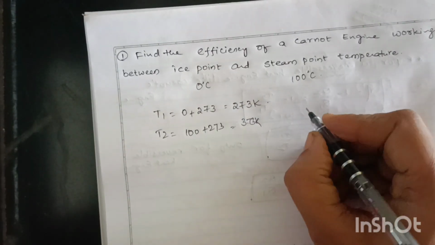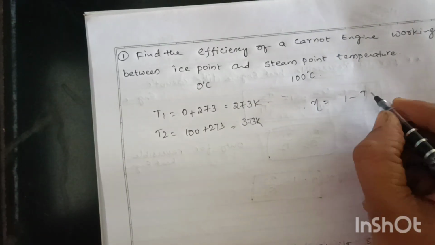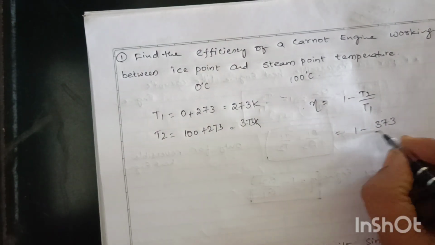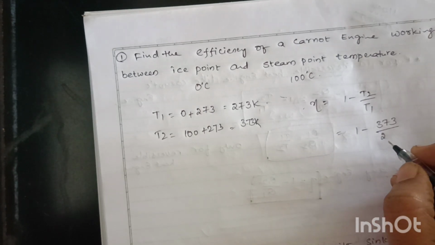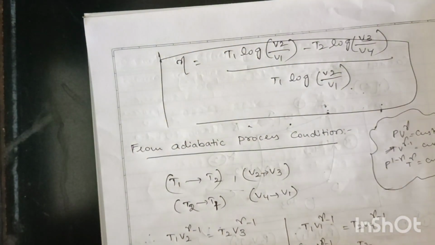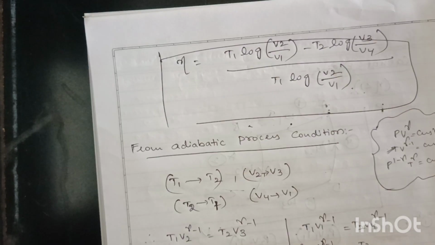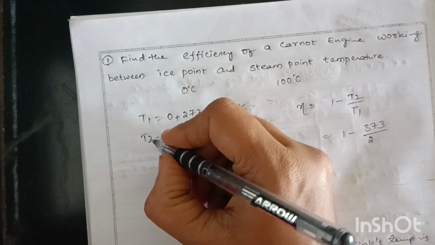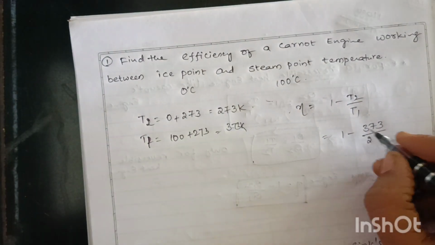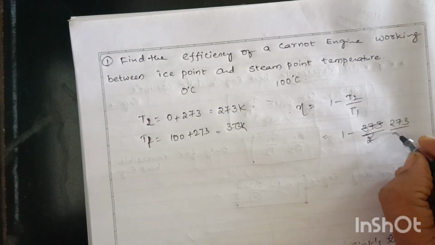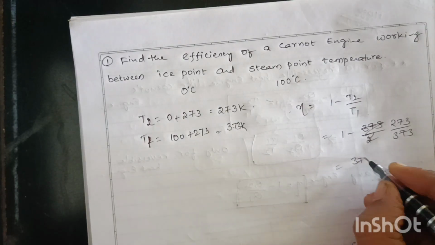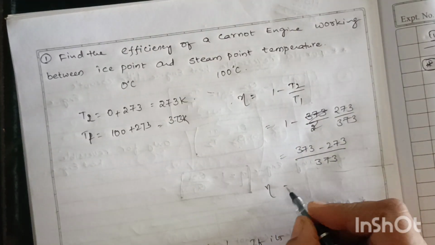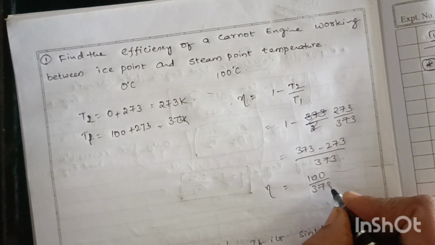He asked for the efficiency of the Carnot engine. So eta is equal to 1 minus T2 by T1. T1 is the source temperature, and T2 is the sink temperature. So 373 minus 273 by 373, which is 100 by 373, which is less than 1.